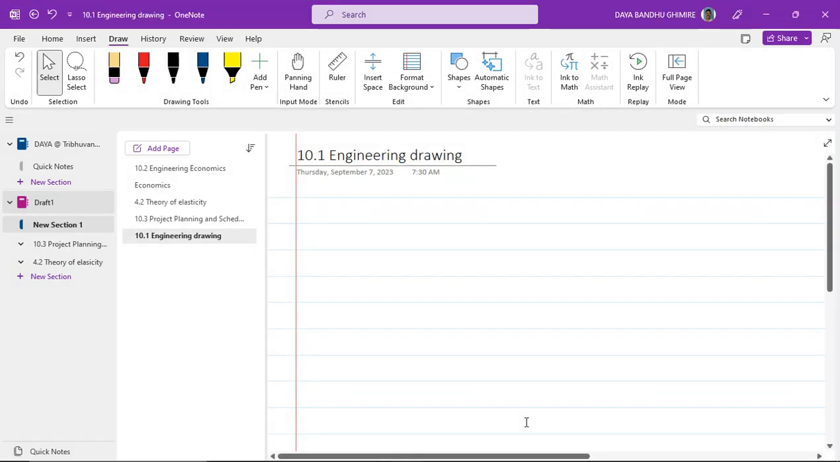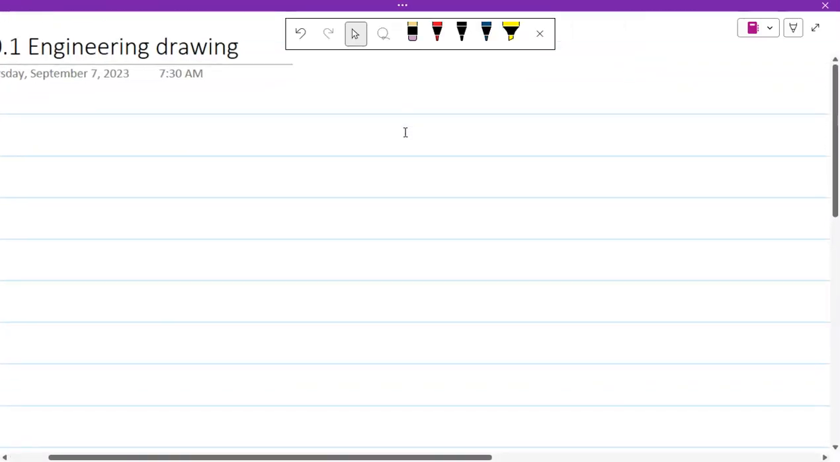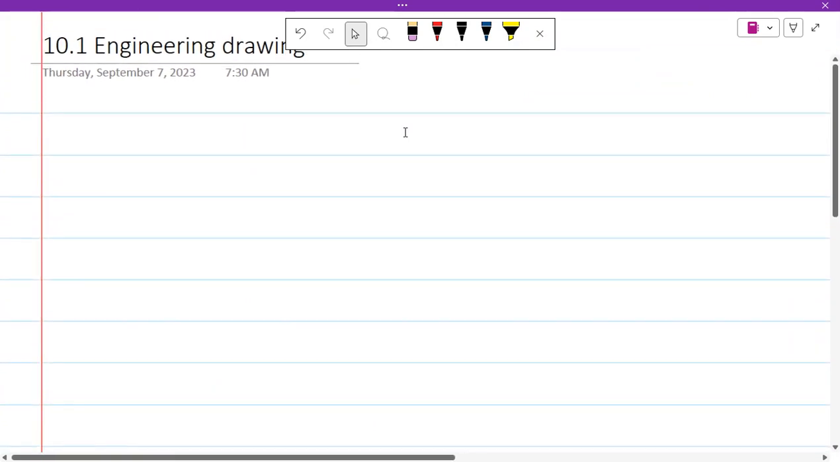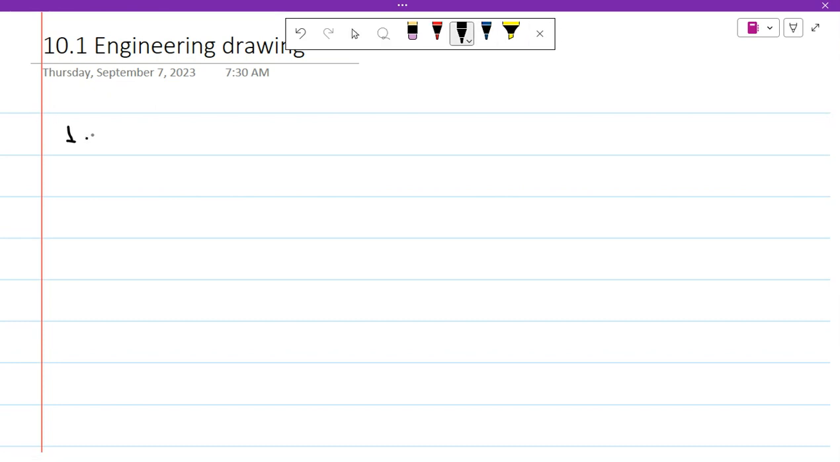Hello guys, we will be talking about engineering drawing today. What is engineering drawing? Let's start from what is engineering drawing.